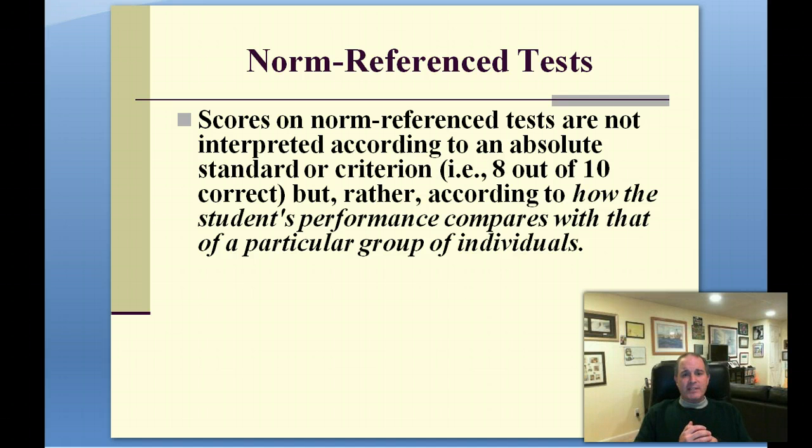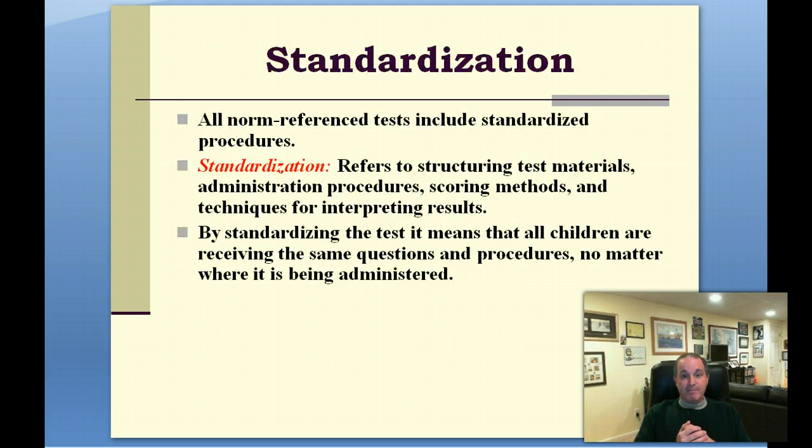Scores on norm reference tests are not interpreted according to an absolute standard or criterion, so that if you get 8 out of 10 correct, you got a certain score. But rather, it's how the student's performance compares with that of a particular group of individuals. So how you do is relative to how everybody else does.